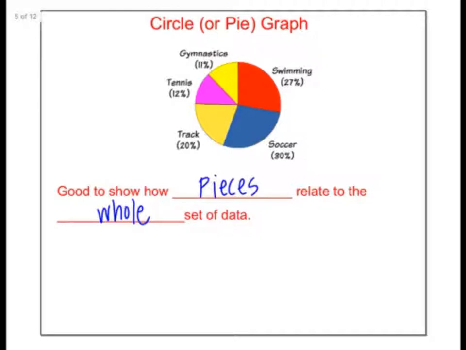So here's an example of a circle or pie graph. You can see this one is about sports. A circle graph is good for showing how pieces relate to the whole set of data. So here, for example, we can see that soccer is 30% of the entire graph, of the entire 100%. So we can easily see how the different sports compare to each other.